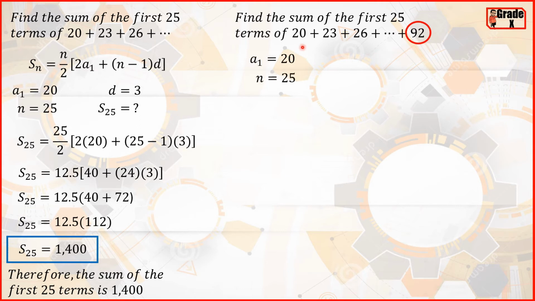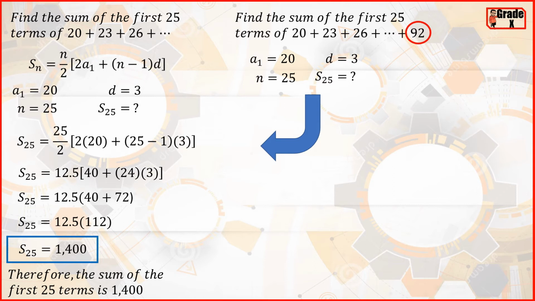A sub 1 is 20, N is 25 as the first 25 terms, D is equal to 3, 23 minus 20 is 3. 26 minus 23 is equal to 3. Then S sub 25 is unknown. So kung mapapansin nyo rito, yung ating given values, saka yung given values dito ay magkapareho. Ibig sabihin, itong dalawang tanong na ito ay iisa lang ang ating sagot, which is 1,400.